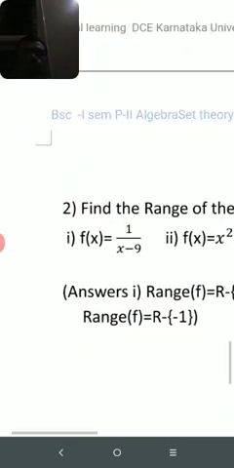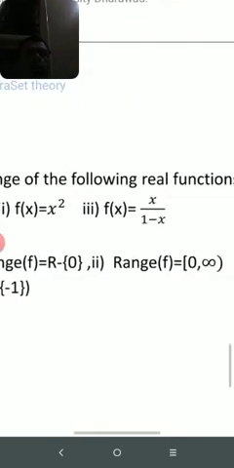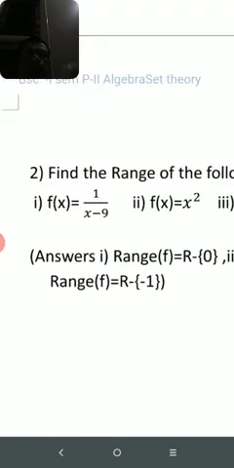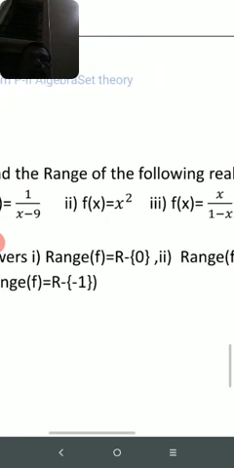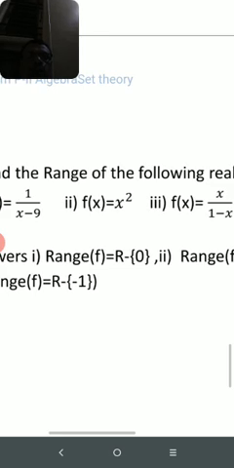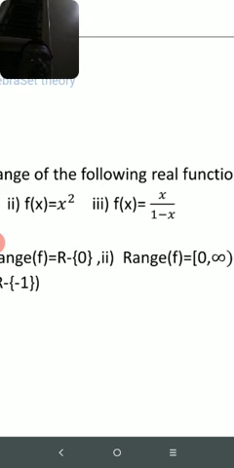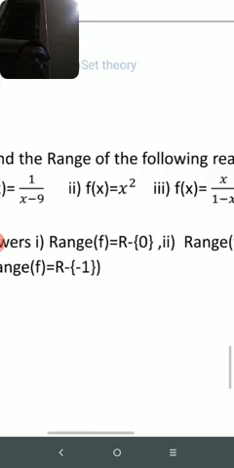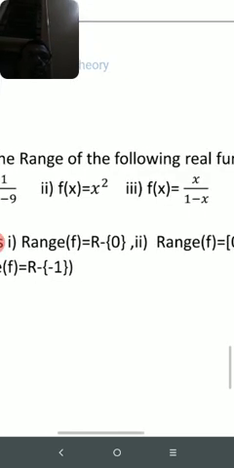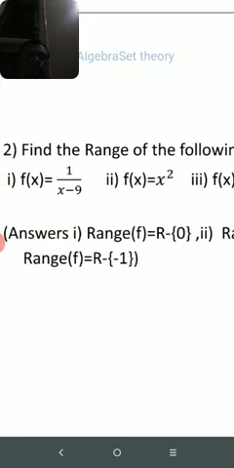So the second one, find the range of the following real functions. f of x is equal to 1 upon x minus 9, its range is what? R minus singleton {0}. So second one, f of x is equal to x square, its range of f is 0 to infinity, a semi open interval. And similarly f of x is equal to x divided by 1 minus x, its range of f is equal to R minus the singleton set {minus 1}.